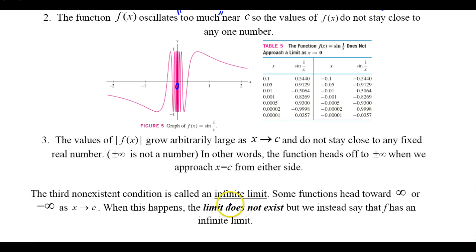The third non-existent condition is called an infinite limit. Sometimes functions head towards positive infinity or negative infinity as you get close to that x value. When this happens, we say that the limit does not exist, but we instead say that f has an infinite limit. So as I get close to c from both sides, I would end up getting values that are growing really, really big in the positive direction or really, really big in the negative direction, in which case I would say that the limit does not exist, but f has an infinite limit.